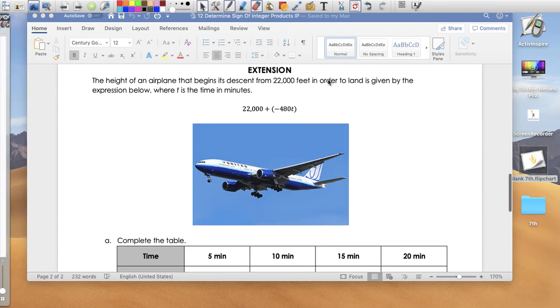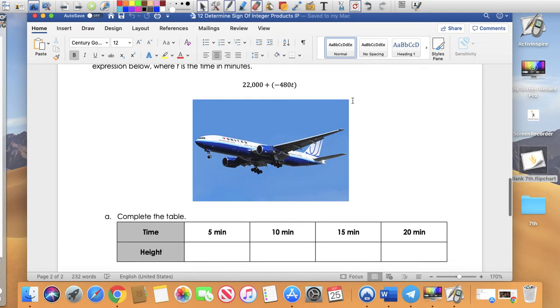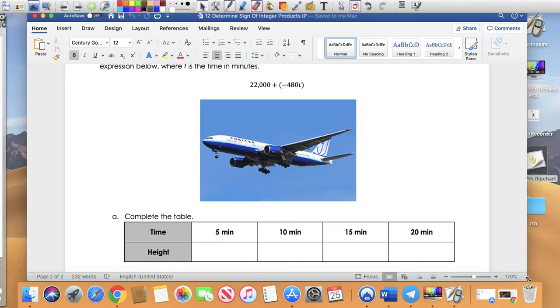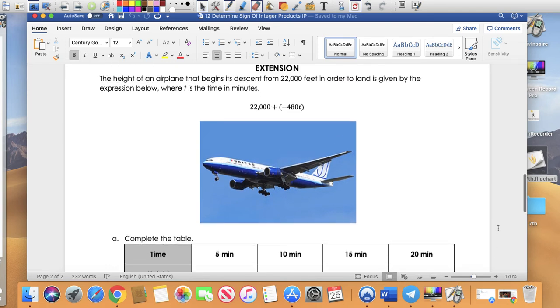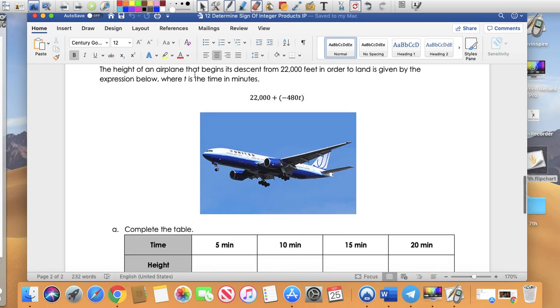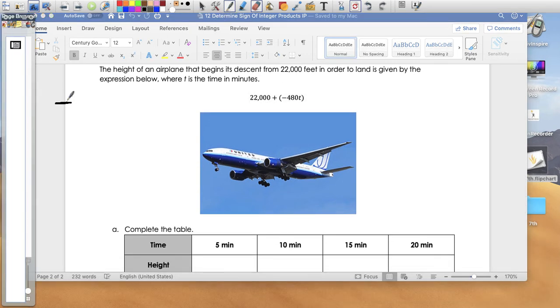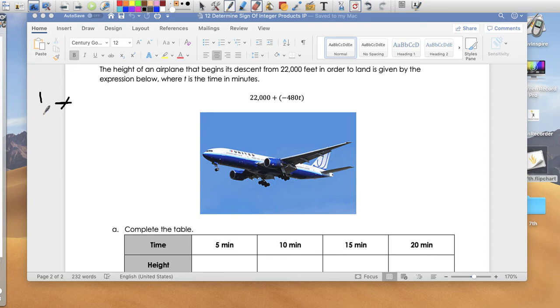All right, so far pretty easy. Now this one is asking you to graph. So here's an airplane that's pretty high up, and at 22,000 feet it starts descending, right? And the time here is in minutes. I'm going to do the first one. So you're looking at the airplane, and I'll put the airplane right here. The height of the airplane is 22,000 feet. As time goes on, it's going to start descending, because it's getting ready to land.